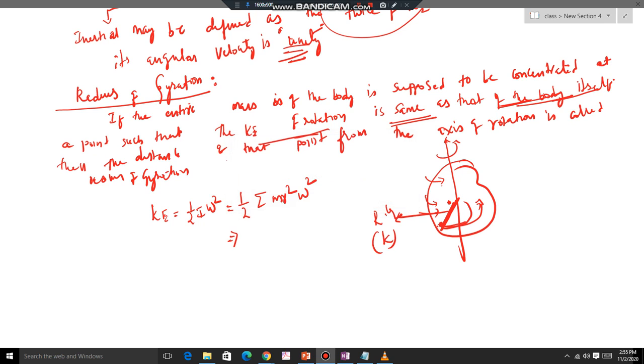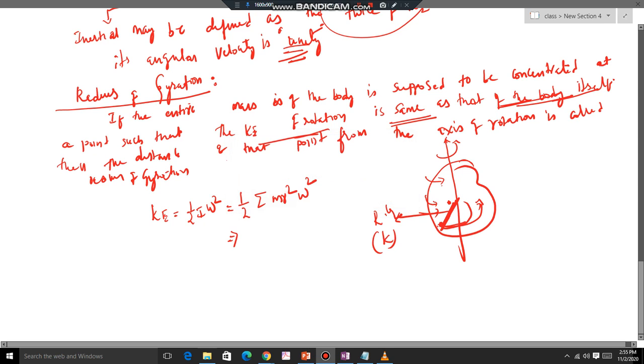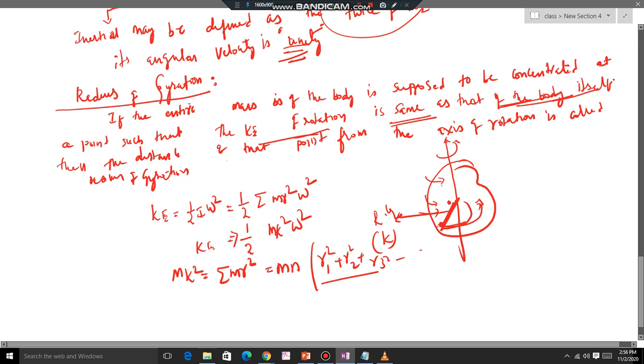Moment of inertia. So that's why I is equal to... kinetic energy is equal to, here I can just write it as M K square omega square, where M K square is equal to sigma m r square. Or for n masses, I can write it as r1 square plus r2 square plus r3 square up to r n square, divided by n. Multiply and divide by n, no change in the expression.